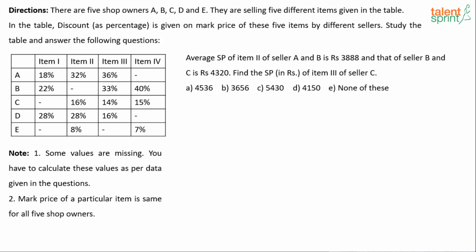Chalo, next question. Next question is on your screens here. Try this. Average selling price of item 2 of seller A and B is 3,888 and that of seller B and seller C is 4,320. Find the selling price of item 3 of seller C. And I think this should be item 2 only. We can't be taking different items. I'm sorry about this. This should be item 2 in both the places or item 3 in both the places.